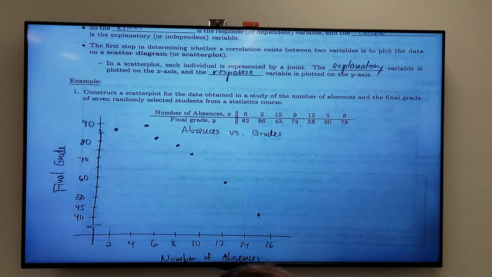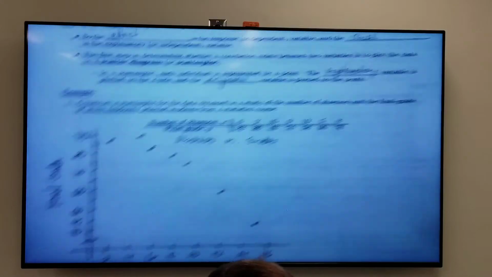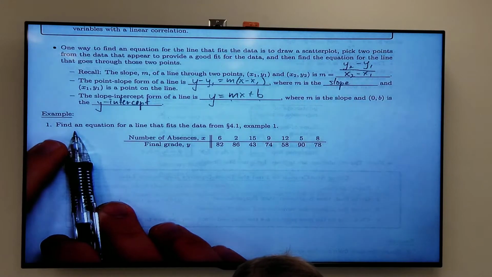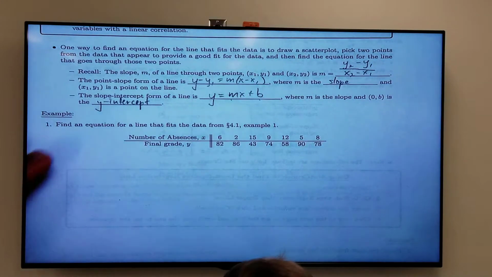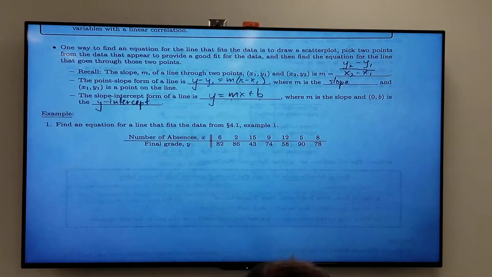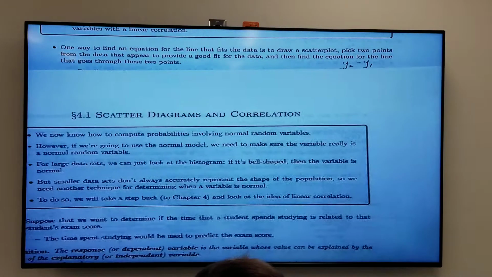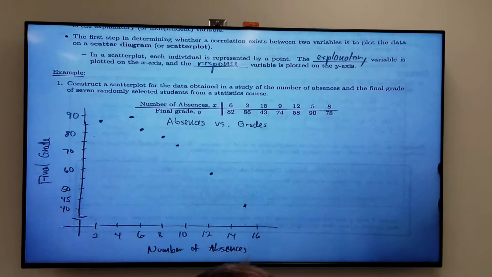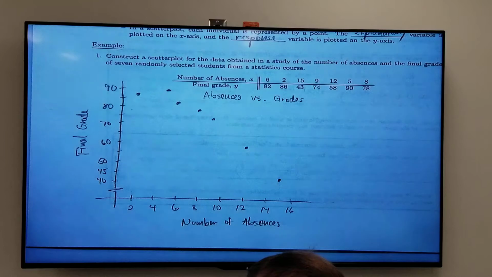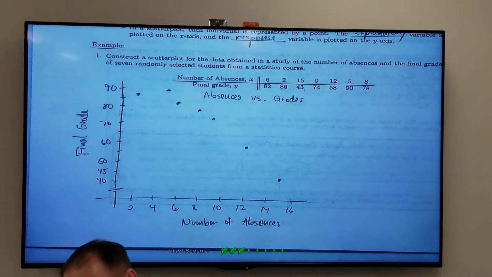It's the same data that we drew a scatter plot for in section 4.1. So here's the scatter plot that we drew, and we're asked to find an equation for a line that fits the data here. I'm taking my 4.1 notes, and I'm not going to try to redraw this. I'm just going to use the scatter plot that we already made.